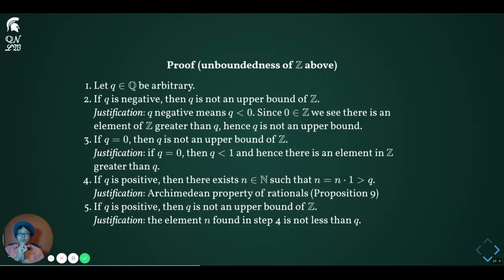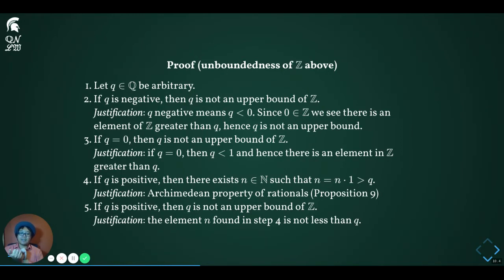Let's give a proof that Z is not bounded above to illustrate the method. First, we let Q in big Q be arbitrary. Remember, we're restricted to only thinking about rational numbers for this lecture. To prove that Z is not bounded above, we need to show that regardless of what Q is, there must be some element of Z that is more than Q. We split into three cases. Q is either negative, positive, or zero.